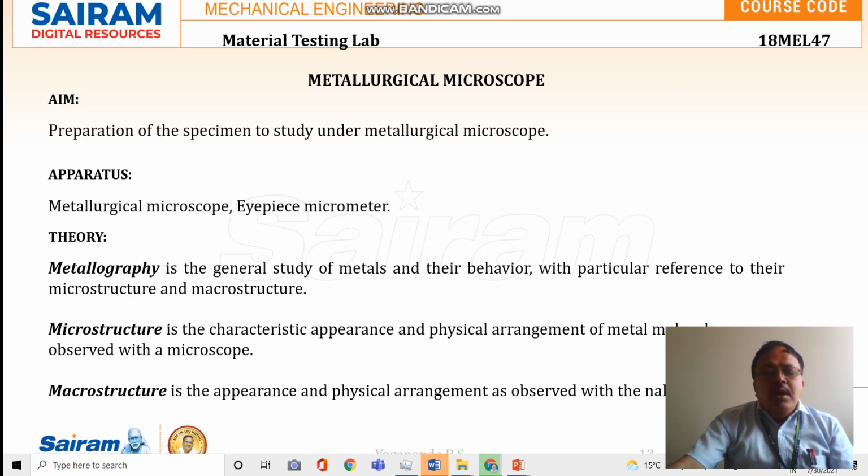Before going to the experiment, we must learn what is metallography, what is microstructure, and what is macrostructure. So metallography is nothing but the general study of metals and their behavior. Particularly, we are referring to the microstructure and macrostructure of the metal, which is to be studied.